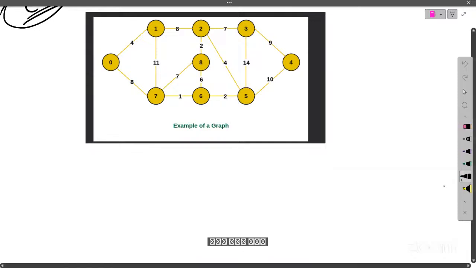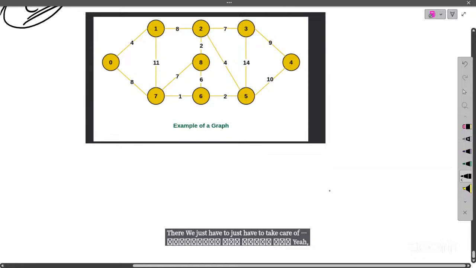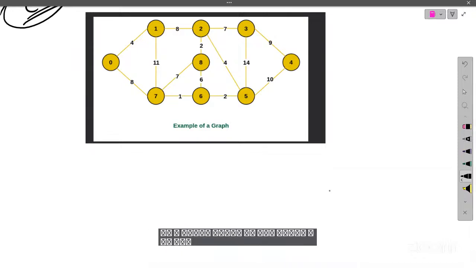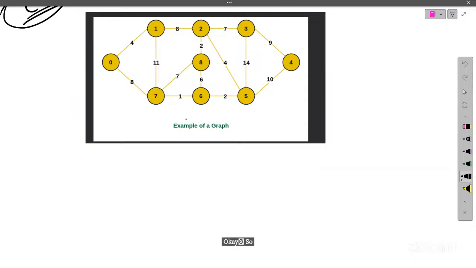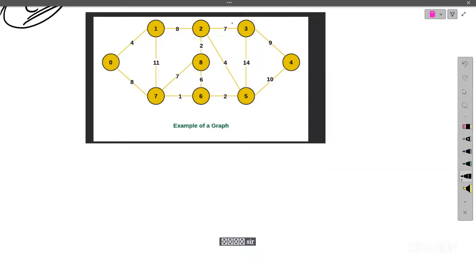Ma'am, in the last graph, from 2 you went to 3 and then on the other side to 1. Was that allowed? I mean, going backtrack. Yeah, it's allowed. You have to choose an edge, so you can go back. It's not the issue. We chose 3, then 4, then it ended. So we backtracked to 2, then chose 1. So it's allowed.